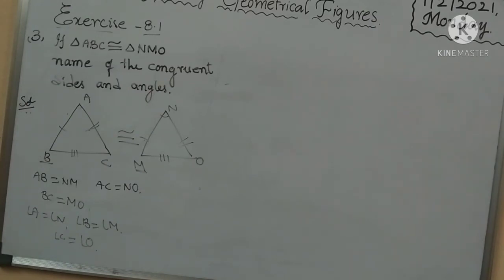Okay children, write the congruent figures. Take triangle ABC and triangle NMO, and the sides AB equal to NM, AC equal to NO, and BC equal to MO, and the angles, angle A equal to angle N, angle B equal to angle M, angle C equal to angle O. It is the third solution.